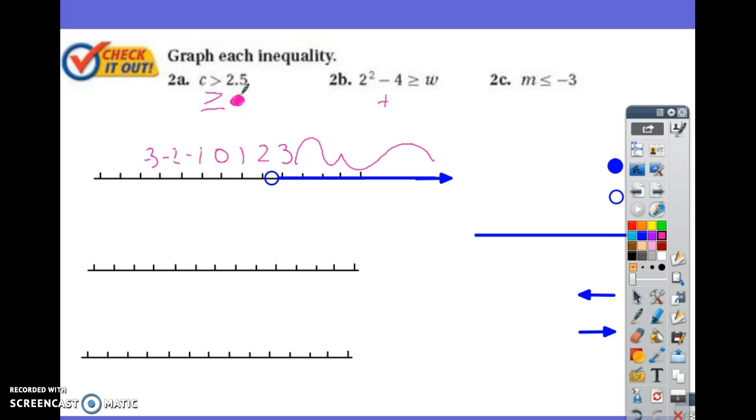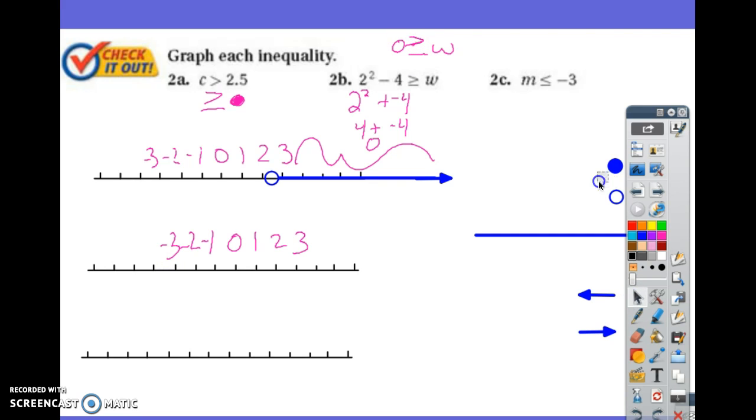All right, so now let's look at the next one. Here we have 2 squared plus negative 4. So let's say 2 squared is 4. 4 plus negative 4 is 0. So therefore 0 has to be greater than or equal to W. Same process. Let's label our little line here: 1, 2, 3, negative 1, negative 2, negative 3.